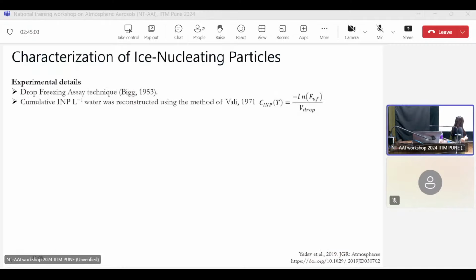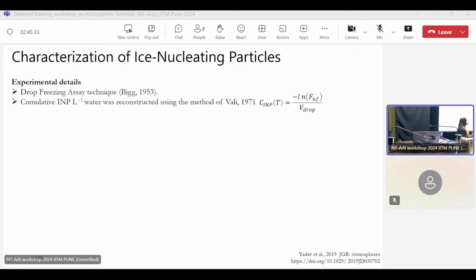So, characterization of ice nucleating particles. I want your attention on this slide because I am telling you that we take drops of the samples and allow them to freeze. The two names you have to remember: one is Bigg 1953, who gave the drop freezing assay technique, and another is Vali, who gave this formula. You can see this formula here. We get to know the INP concentration by knowing the fraction unfrozen.